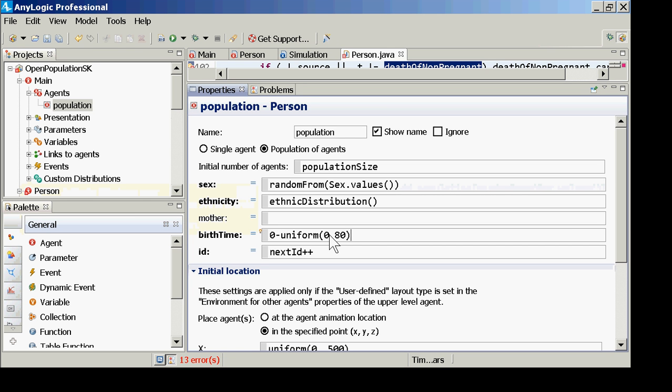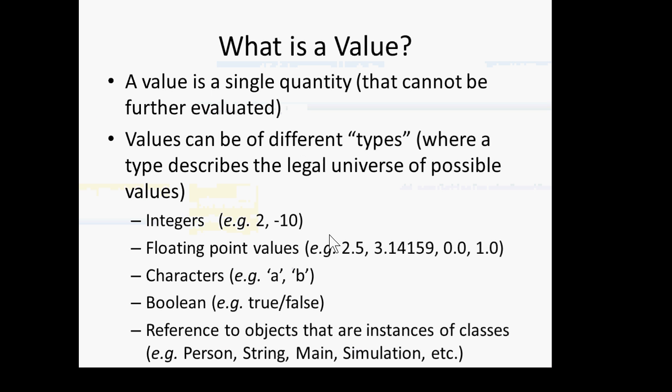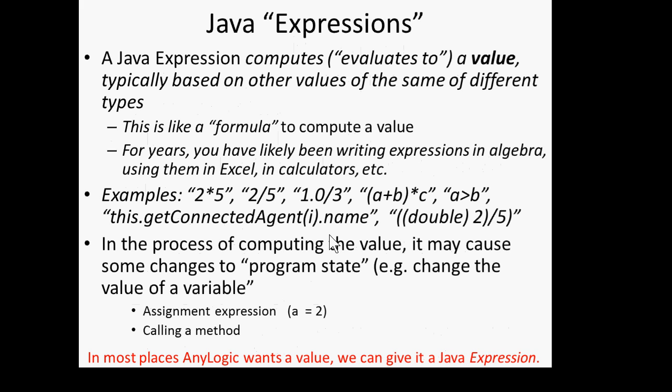So values are these quantities that cannot be further evaluated. They're specific quantities that can then be used, printed out, that are as specific as possible. So integers, 2 and minus 10, floating point values, 2.5, 1.0, characters, A and B, Boolean, true or false, references to objects. This last one is one we're going to talk about quite a bit to really give a sense of what that means.